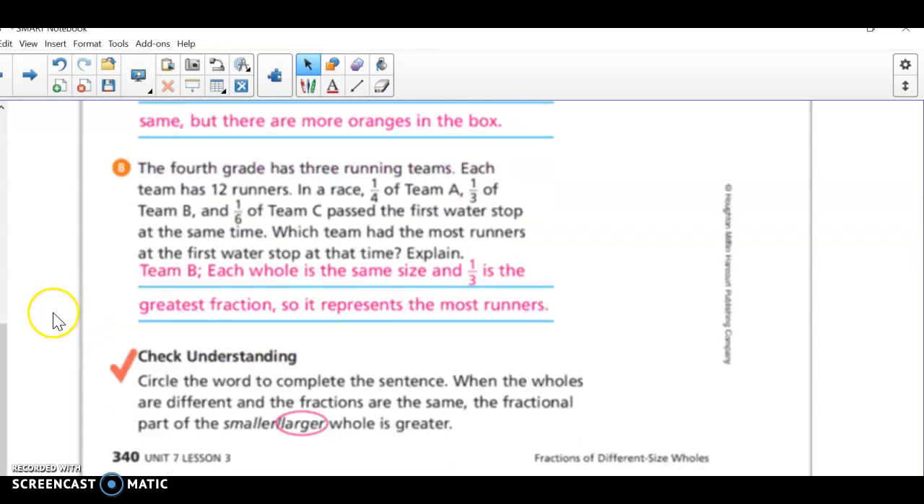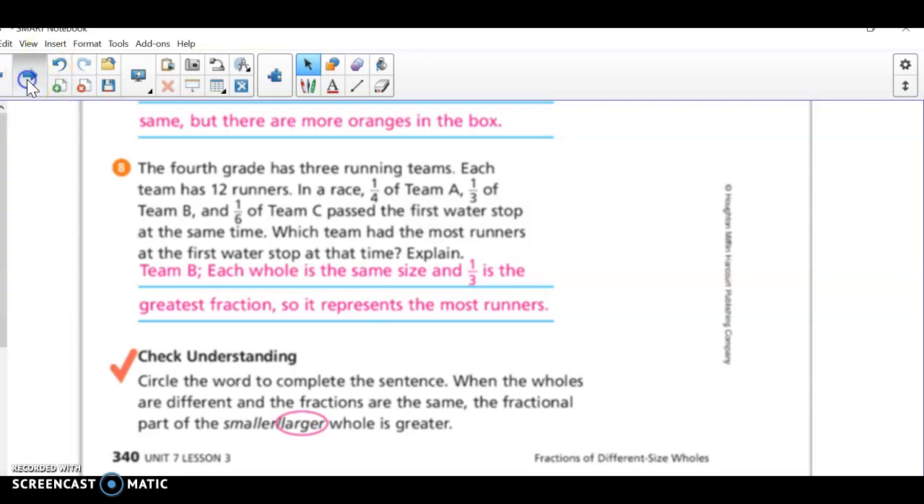All right. And then the last part, you circle the word larger, right? When the wholes are different, the fractions are the same, the fractional part of the larger whole is greater. That is like the pizza problem, right? You'd rather have one slice of a large pizza than one slice of a small pizza if you're really hungry, right? And so that size of the whole makes a difference.